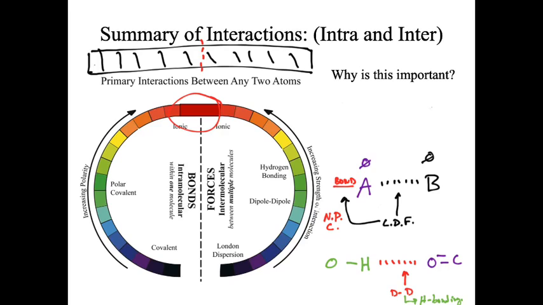What were we looking for? To get a dipole-dipole, I had dipole 1 and I needed dipole 2. How do I get the dipole in this bond? What must I have? A polar covalent bond. Does this molecule have a polar covalent bond? Yes. What is the interaction? Dipole-dipole.